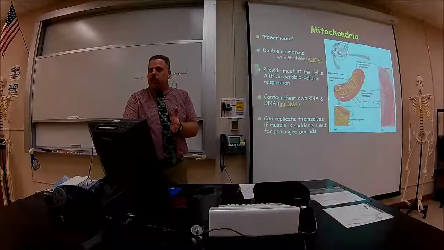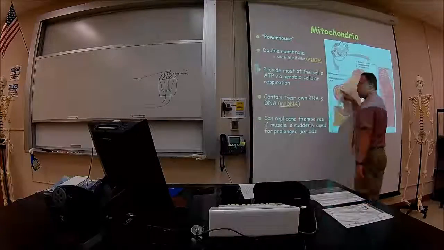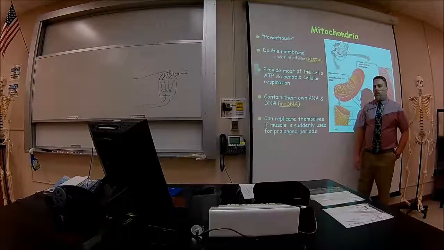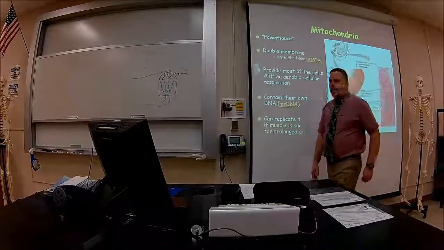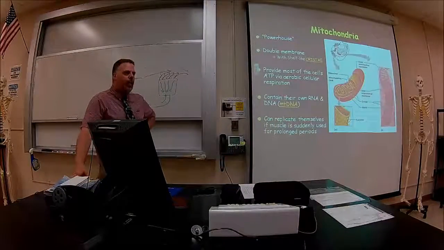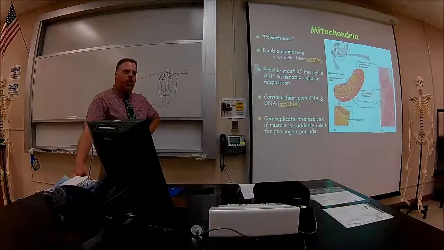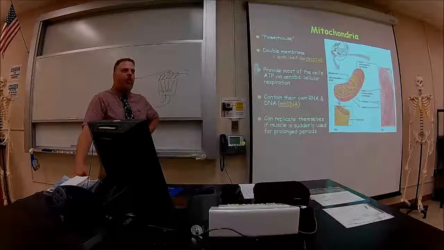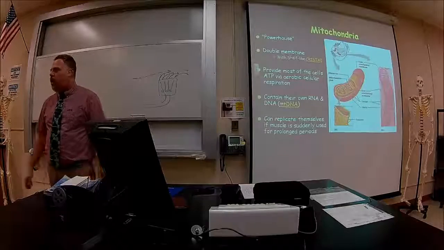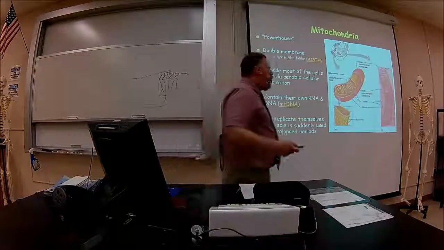Does that make sense? Okay, same thing here. So they have their own DNA. We call it mitochondrial DNA, mtDNA. They can actually replicate themselves. They don't even need approval from the nucleus to do that either. If you need more ATP, the mitochondria says, we need to make more ATP. I'm not going to wait for the nucleus to tell us about that. I'm going to make two more mitochondria so we can get the extra help. It's that vital in our bodies.